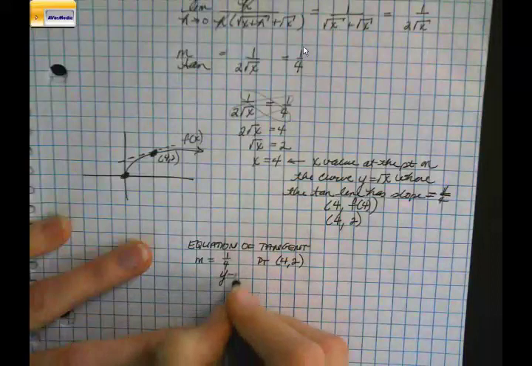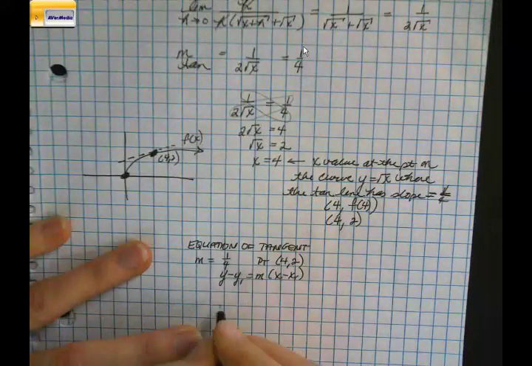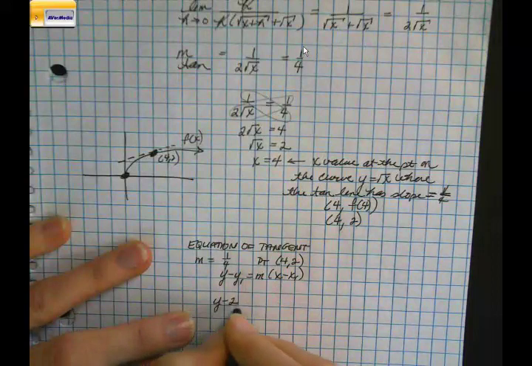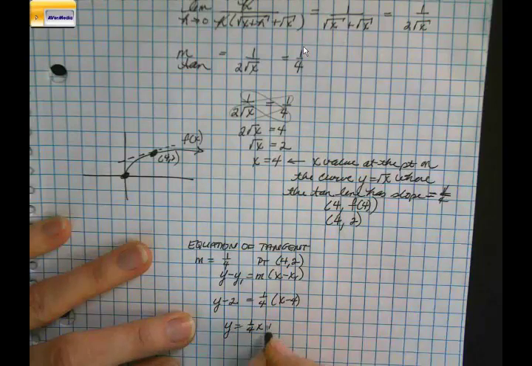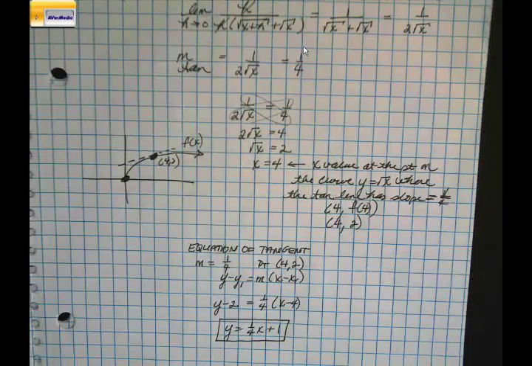So then we go to y minus y1 equaling m times x minus x1. This now becomes y minus y1, which is 2, equaling a slope of 1/4 times x minus 4. So y equals 1/4 x minus 1 plus 2, which is plus 1. There is the equation of the tangent line to the curve which has a slope of 1/4.